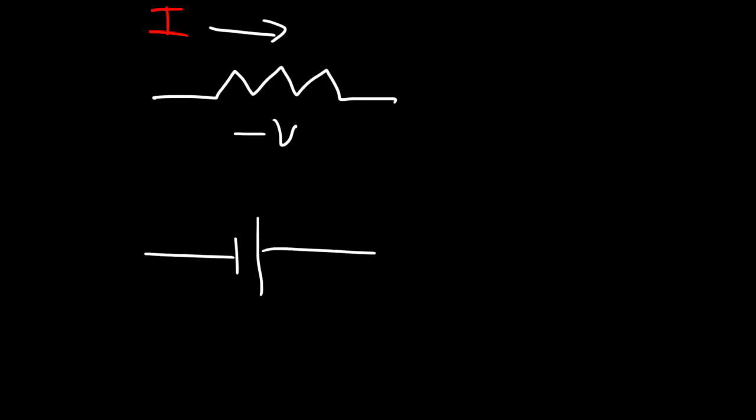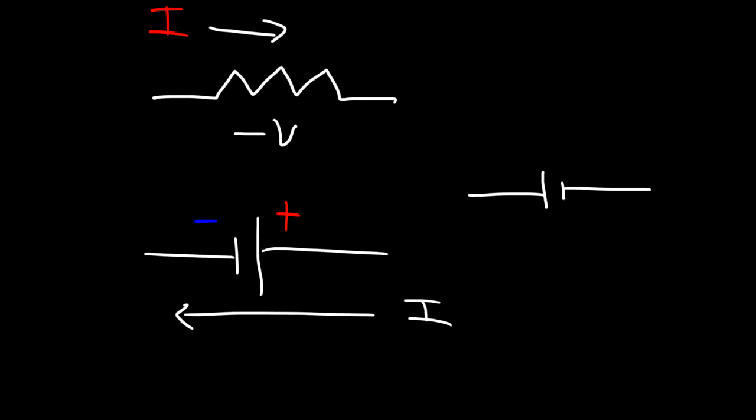Now what if we have a battery that's listed this way and there's a current flowing in this direction? This battery, is it increasing the energy of the charges or is it decreasing the energy of the charges? And compare it to this situation. So what if we reverse the polarity? And let's say the current is still flowing in the same direction. So which one should we assign a positive voltage and which one should we assign a negative voltage?